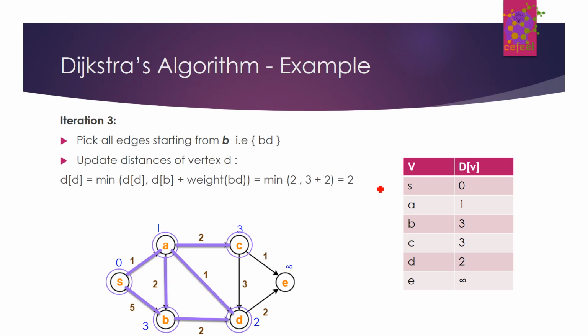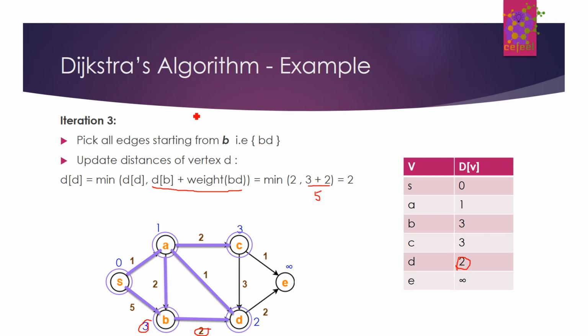So distance of D was earlier 2, as we can see here, and distance of D through B is distance of B plus BD, which means 3 plus 2, that gives us 5. But notice earlier we have already found the shortest path to D of weight 2, of cost 2. So there is no need to update. We will keep the same path and we'll ignore the new path that we have deciphered.